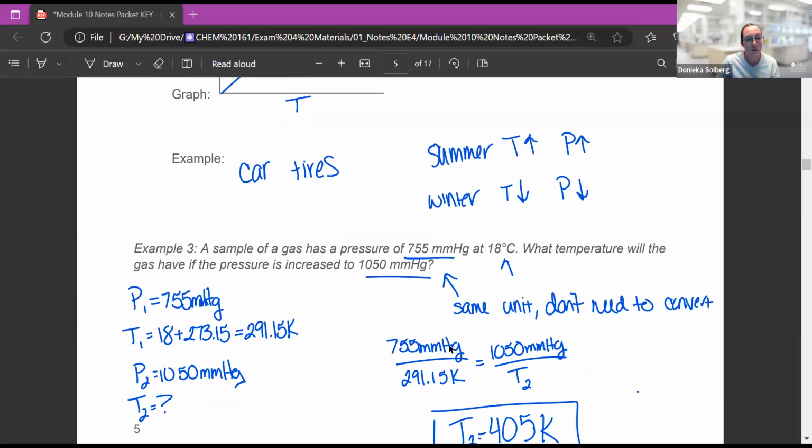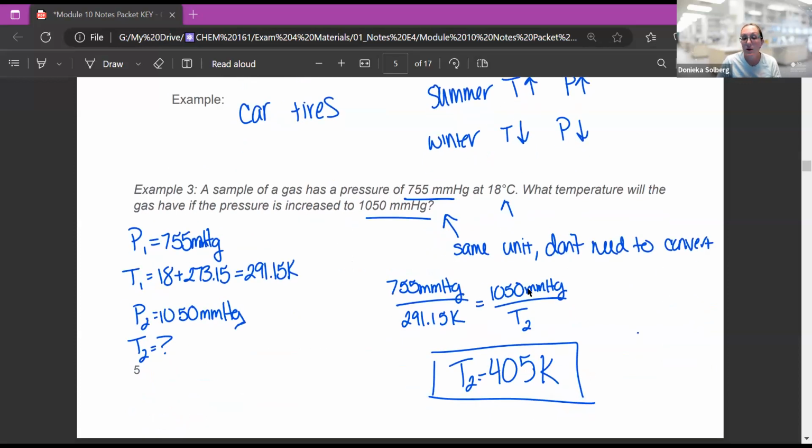I've got all my values here, plugged them in. Now I recommend doing a cross multiplication if you know how to do that. This times this divided by this will give you your T2, which I got is 405 Kelvin. I didn't specifically ask you to convert it back to Celsius. You could, but I didn't. Be careful with your algebra here. This is the most missed algebraic step. So if you need help with this, please let me know.